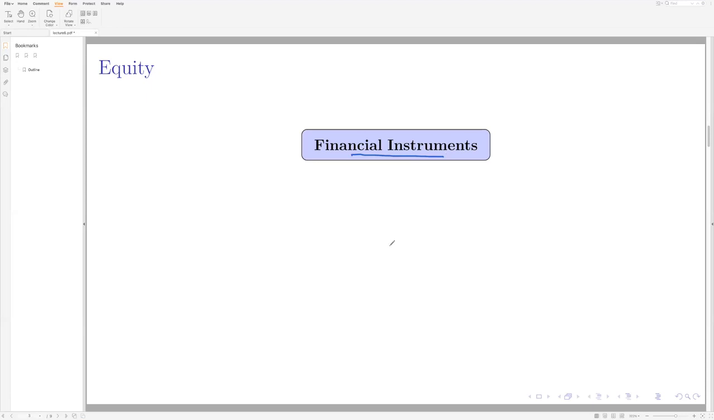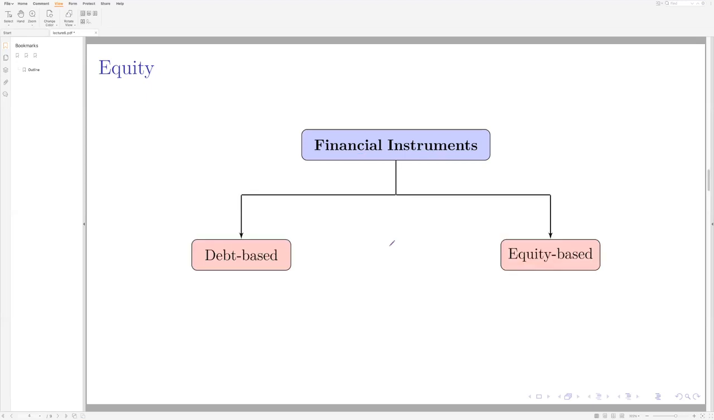The financial instrument can be mainly categorized into two parts. One is the debt-based instruments and another is the equity-based instruments. An example of a debt-based instrument is a bond, which we have already discussed. An example of the equity-based instrument is a stock.